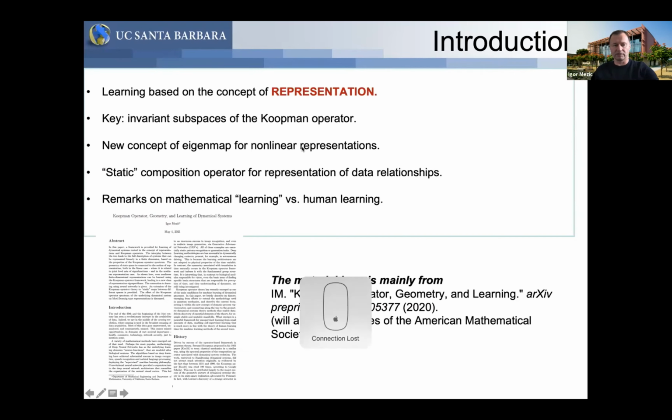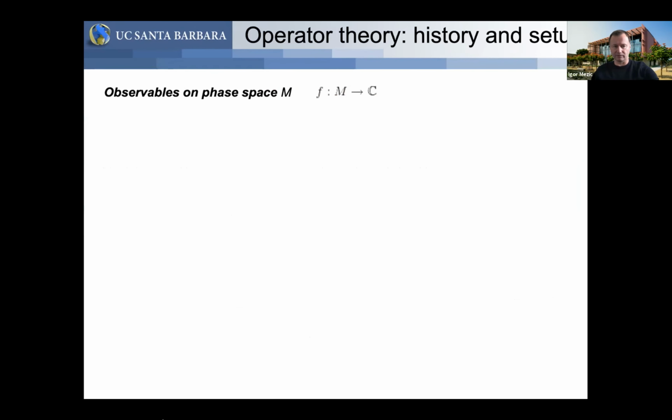And then I will also define this new concept of the static composition operator for representation of data relationships that are not necessarily dynamic. So perhaps outside of the context of a dynamical systems conference, but hopefully still a little bit interesting. And then I'll give some maybe off-the-cuff remarks on mathematical learning versus human learning and how that all connects to the Koopman operator. My thoughts are mostly from this paper here that is on arXiv, but it will appear in the Notices of the American Mathematical Society soon, I think in August.